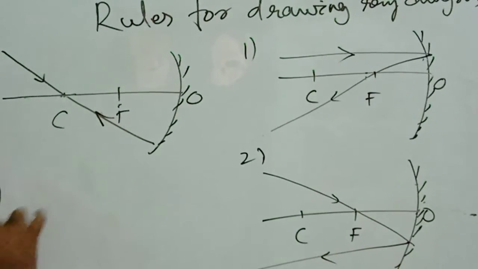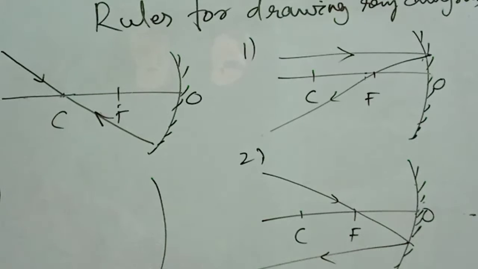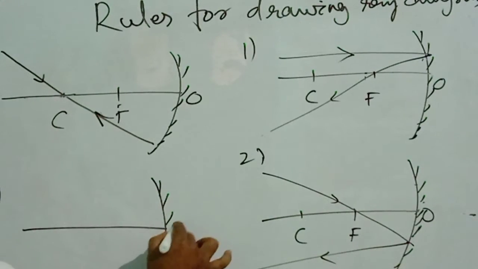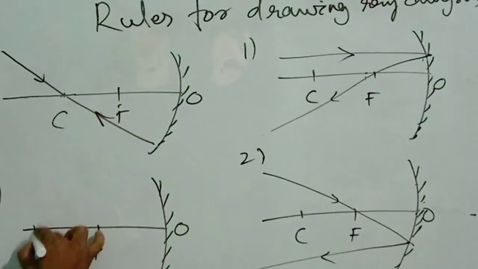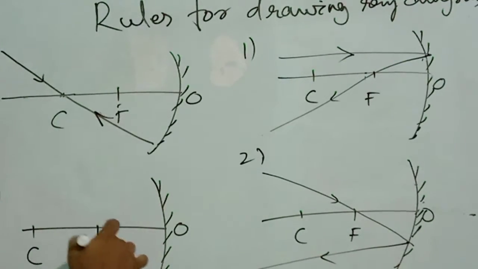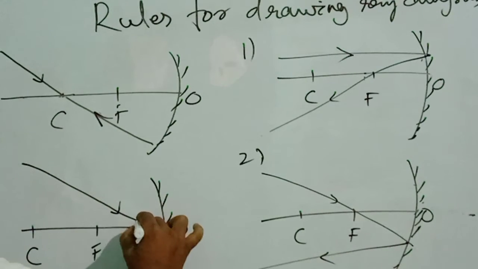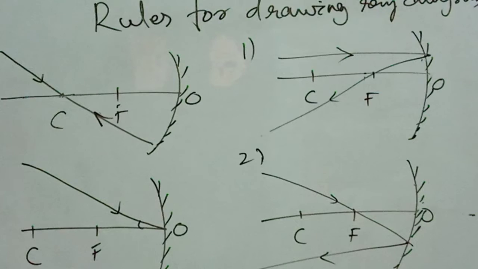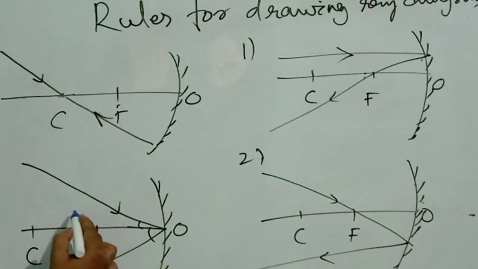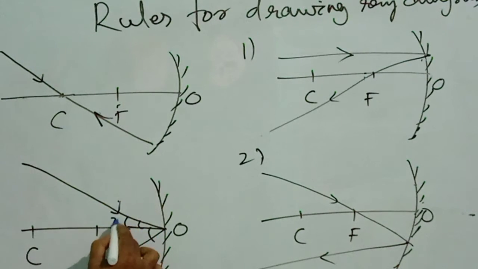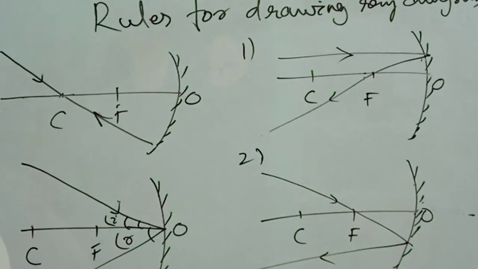Number 4. This is the number 4 rule. If a ray is incident making a certain angle with the principal axis, then after reflection it emerges at the same angle with the principal axis. That is, the angle of incidence is equal to the angle of reflection. This is the 4th rule for drawing ray diagrams.